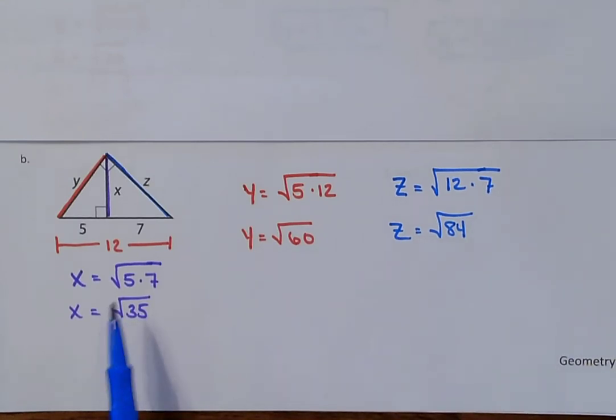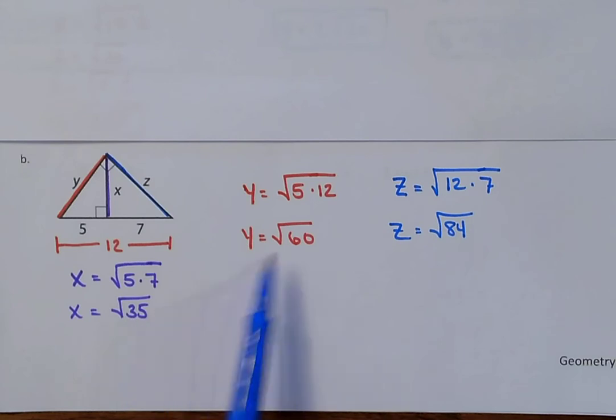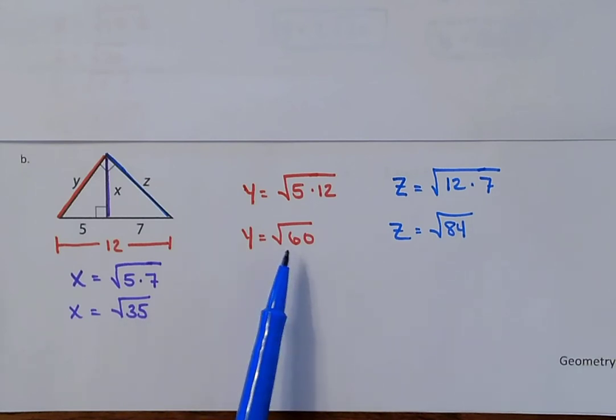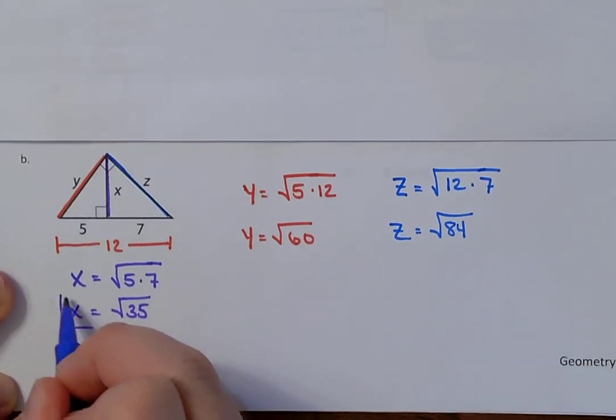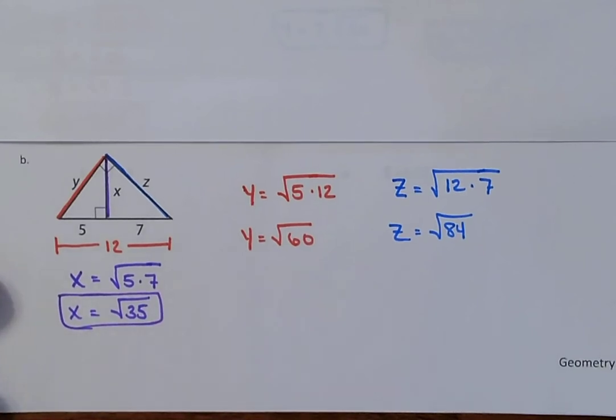Now, we went through and multiplied, so we got x to be the square root of 35, y to be the square root of 60, and z to be the square root of 84. Now, if you calculated all these out, you would see we get a decimal for all of them. So unfortunately, that means that we don't get a whole number for any of our answers. But just to save time, know that x is the square root of 35. There is no perfect square that divides into 35 evenly.